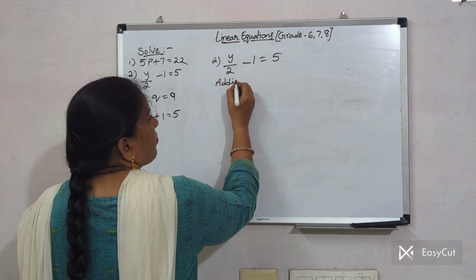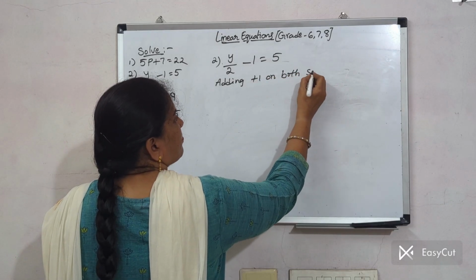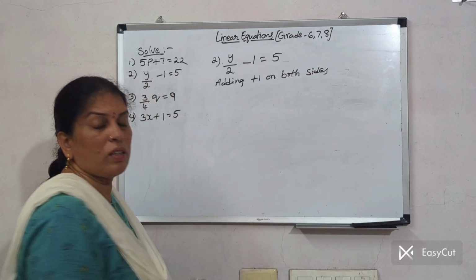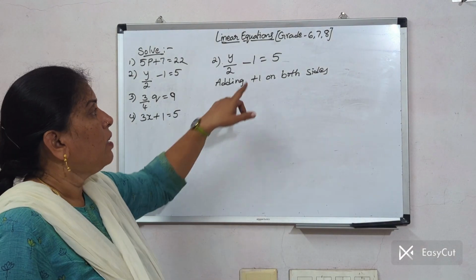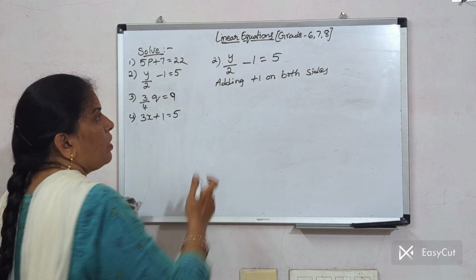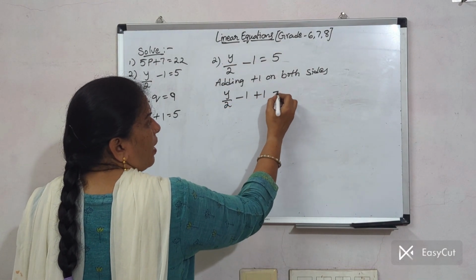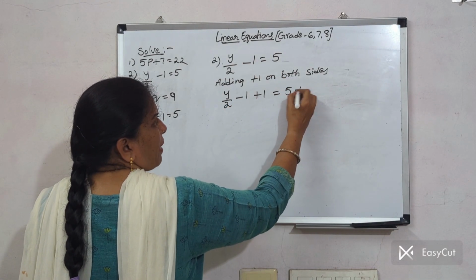Adding plus 1 on both sides. Why? Because why am I adding plus 1? The additive inverse of minus 1 is plus 1. That's why I am adding plus 1. So y by 2 minus 1 plus 1 is equal to 5 plus 1.